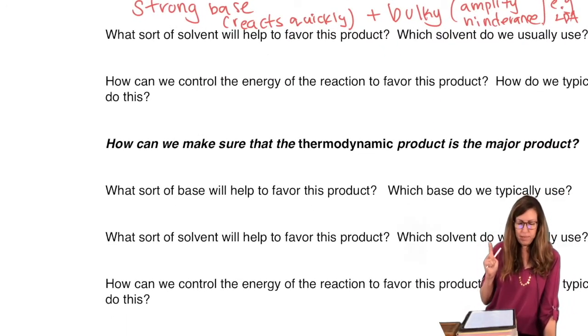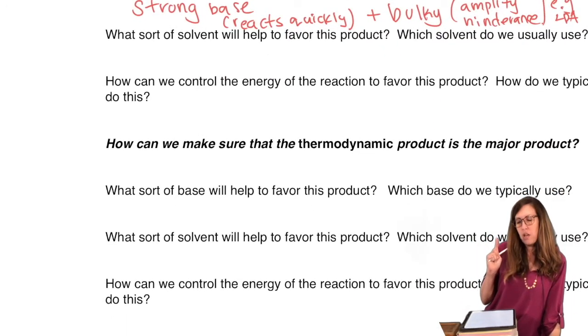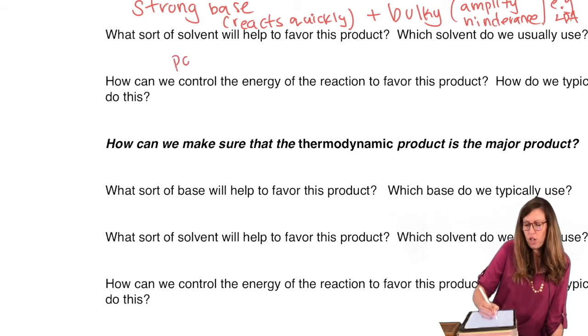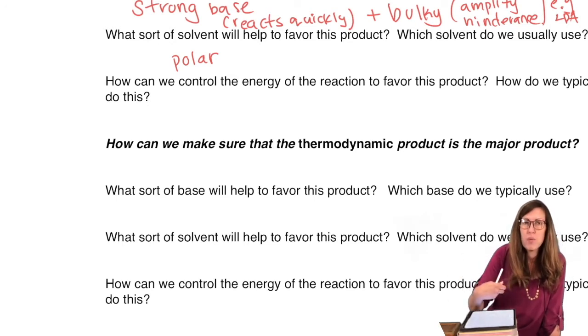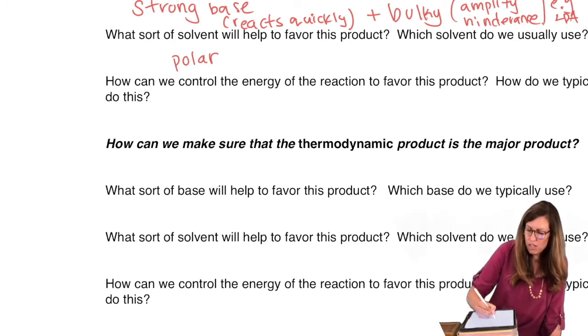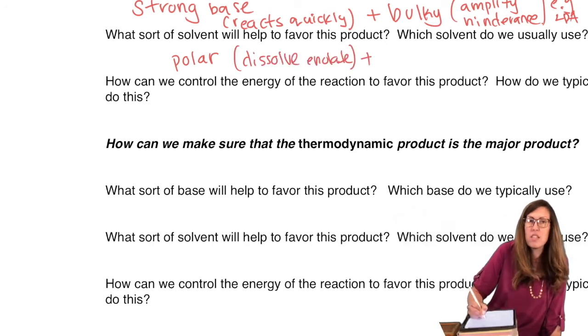Solvents that help with that. Needs to be polar, because if we have a strong base, we have to dissolve that. And plus our enolate is forming. We need it to dissolve right away as it forms. It's an anion. So dissolve. Enolate. We also need it to be aprotic, because if it's protic, we get an equilibrium, which just slows everything down.